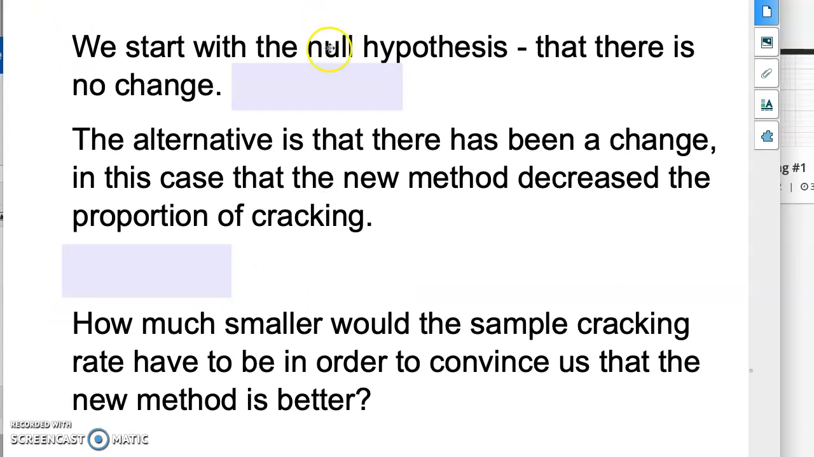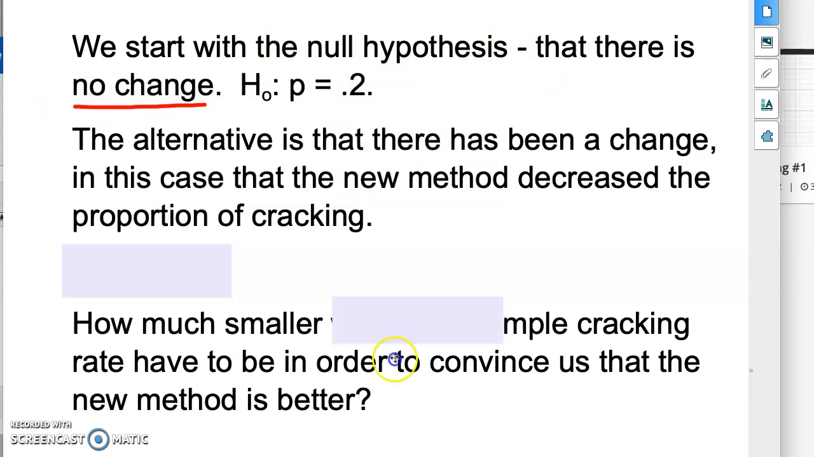We will start with the null hypothesis. The null hypothesis always assumes no change. Okay? So we start in our example with the ingots. We start with the assumption that the new process makes no difference. In other words, the new proportion of cracked pieces is going to be 0.2, same as the old. Notice the notation here, H sub 0, colon, p, the proportion of the population, is still equal to 0.2.